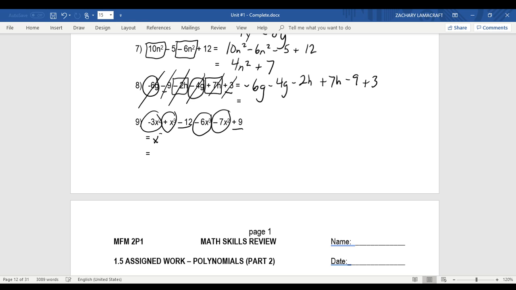So it'd be x to the 3. I cross that out. I got negative 6x to the 3. Cross that out. Then I have negative 3x squared. I can cross that out. Then negative 7x squared. I can cross that out. And then we simply got negative 12 and positive 9. Does anyone want to walk me through what you think our final answer would be there?